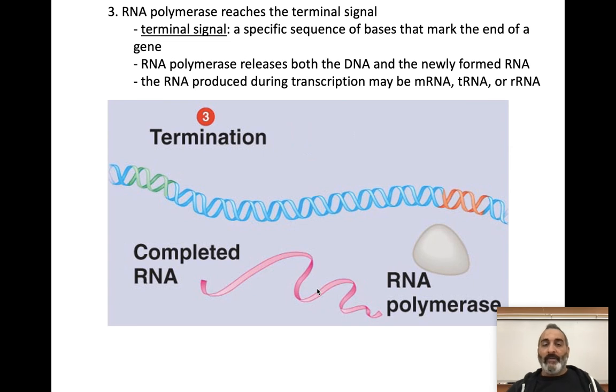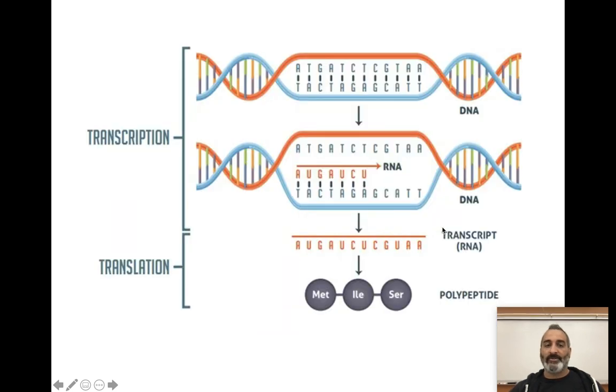So let's review the end of it. It hits the terminal sequence. It releases. The RNA is released. What is the RNA? The RNA could be any type. mRNA is made this way. tRNA is made this way. rRNA is made this way. All RNA is made the same way. And this is just showing you transcription again. You start with DNA and you make RNA.